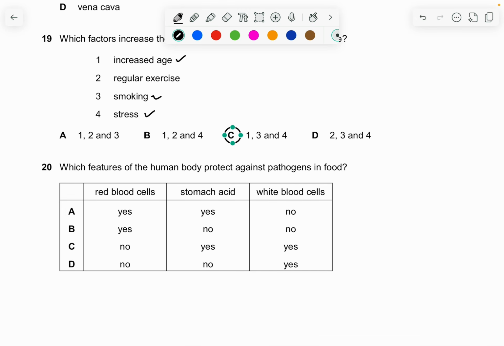Question 20. Which features of the human body protect against pathogens in food? They're talking about your general immune system. Red blood cells do not. Stomach acid, they do. And the white blood cells, yes, obviously they do phagocytosis. So the answer is C.